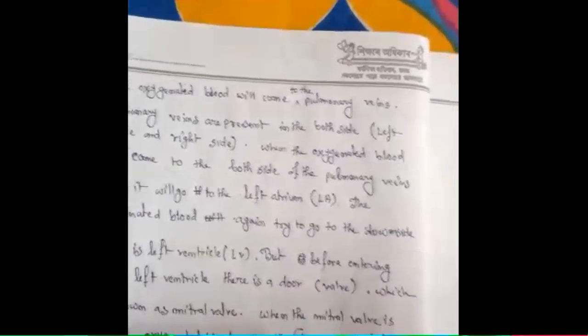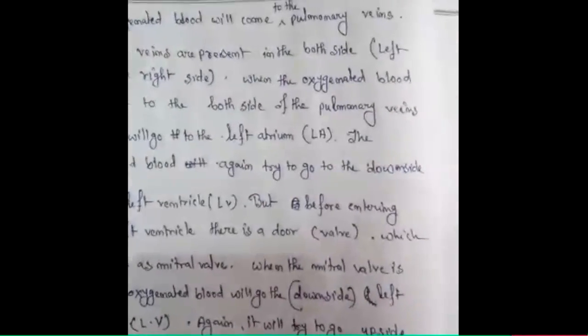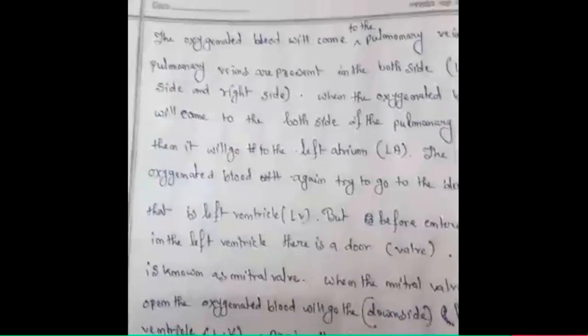And the deoxygenated blood will come to the pulmonary veins, and pulmonary veins are present on both sides, that is left side and right side. When the blood comes to both sides of the pulmonary veins, it will go to the left atrium, and the oxygenated blood again tries to go to the downside, that is the left ventricle.